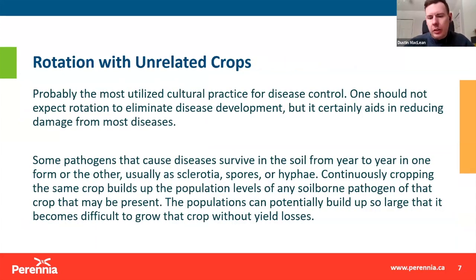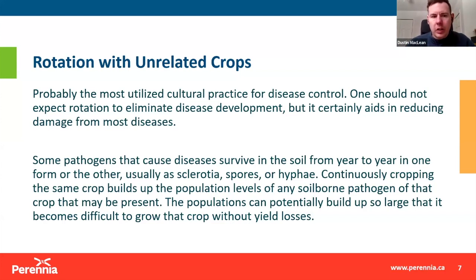There's also rotation with unrelated crops, which is probably the most utilized cultural practice for disease control. So one should not expect rotation to eliminate disease development, but it certainly aids in reducing damage from most diseases. So some pathogens that cause disease survive in the soil from year to year in one form or the other, usually as sclerotia, spores, or hyphae. So they have survival apparatus that they can survive in the soil.